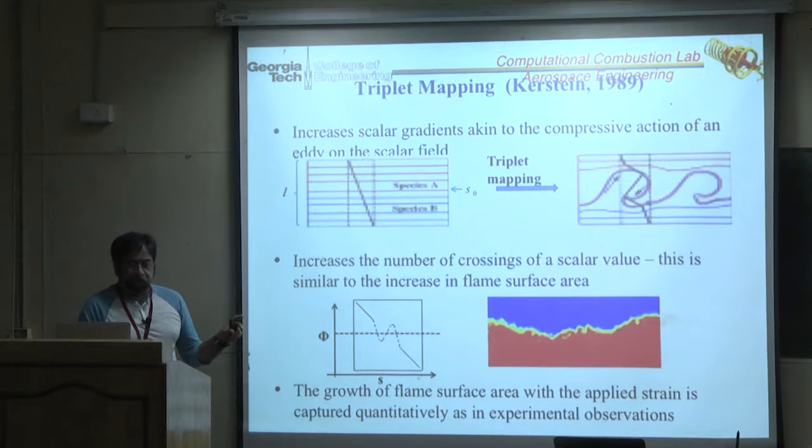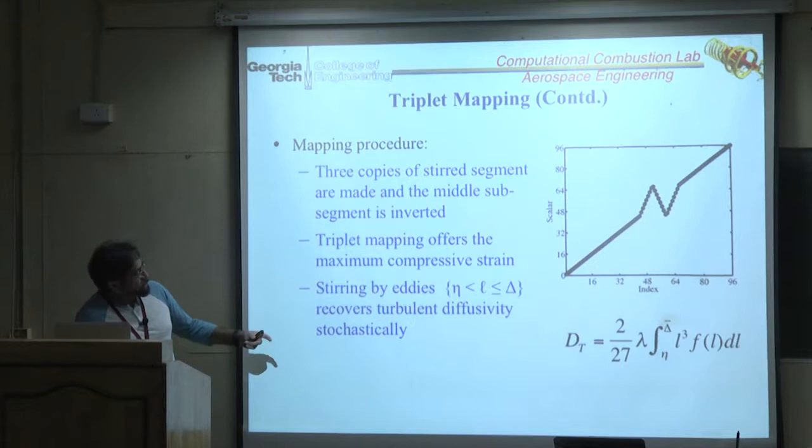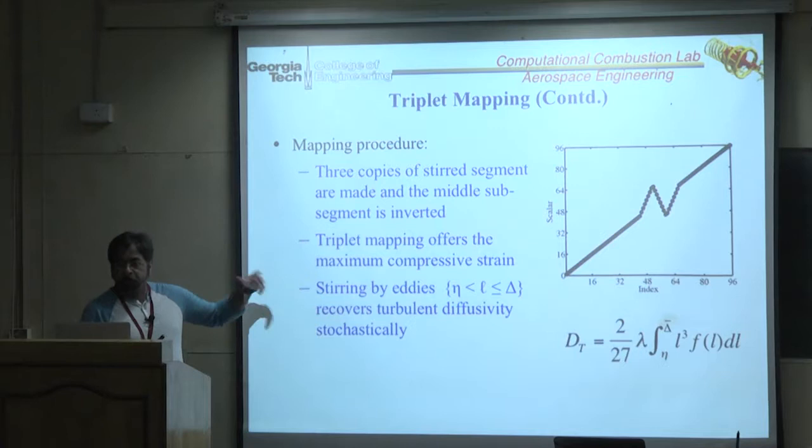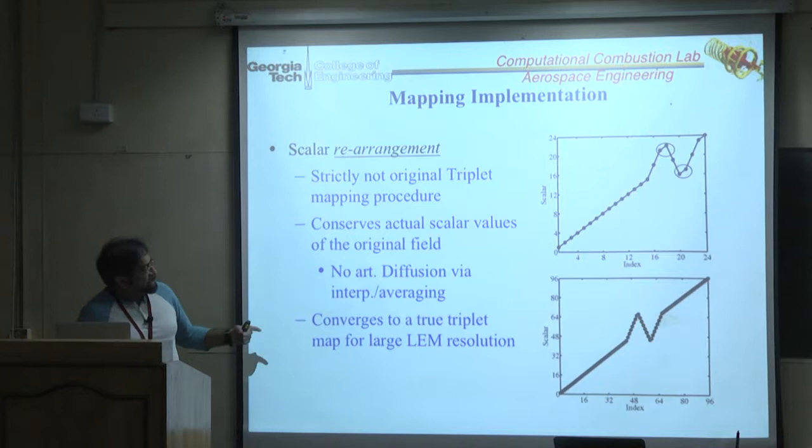So here's an example of another eddy. Basically, this is what it does. You take these eddies and do a triplet map, and it can be shown, there are papers out there, that in the limit of pure turbulence, this produces the turbulent diffusivity. The turbulent diffusion model matches the exact solution of DNS. So typically, different eddies will take place, and here is how it does it.